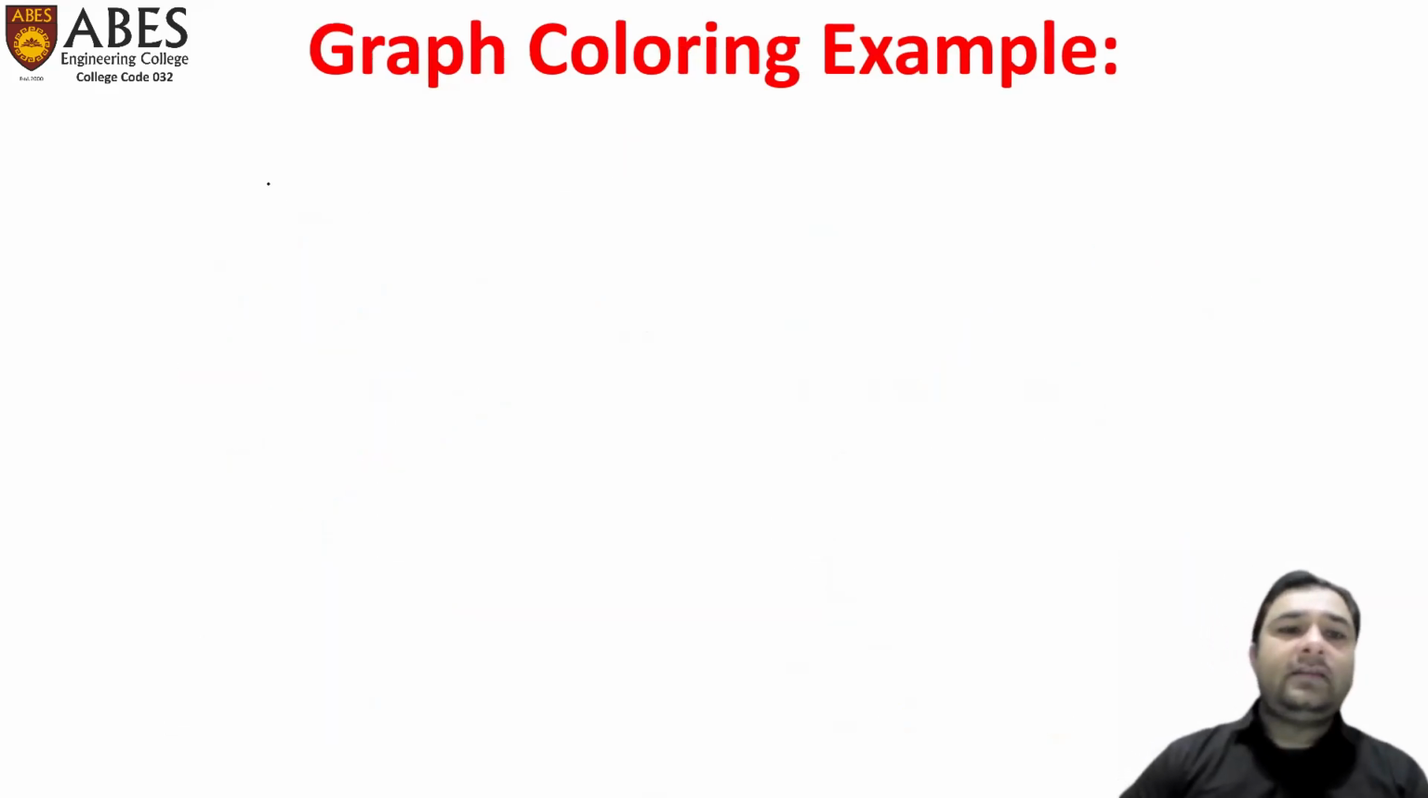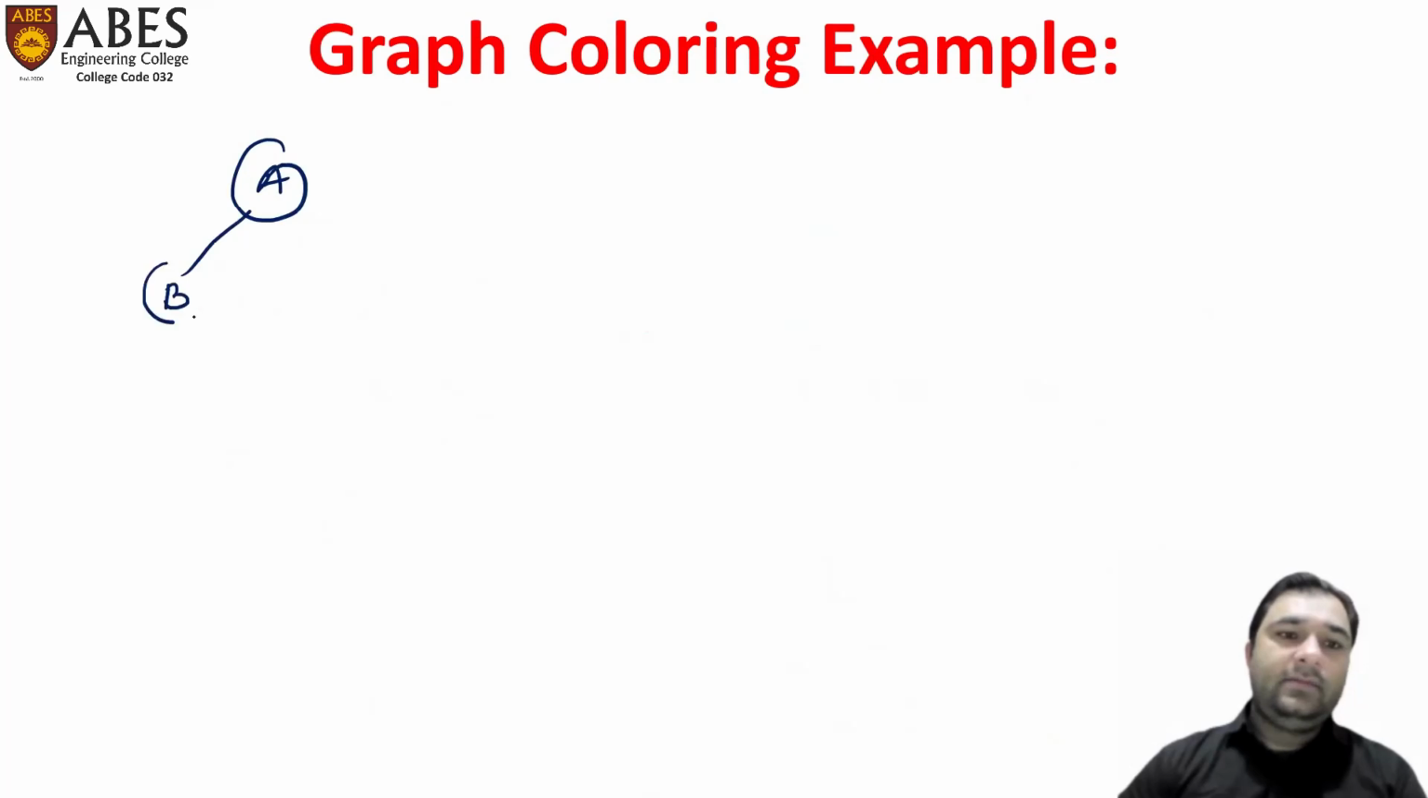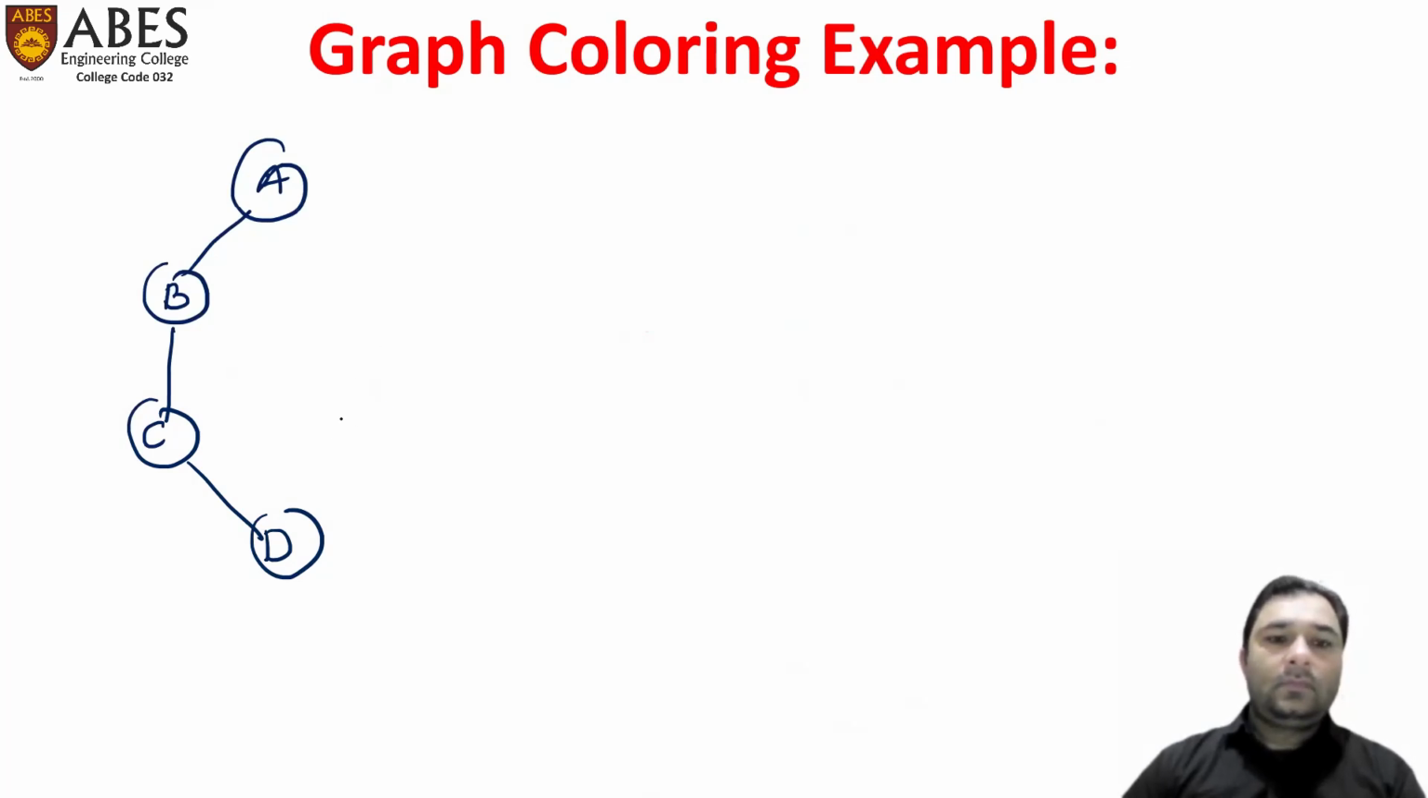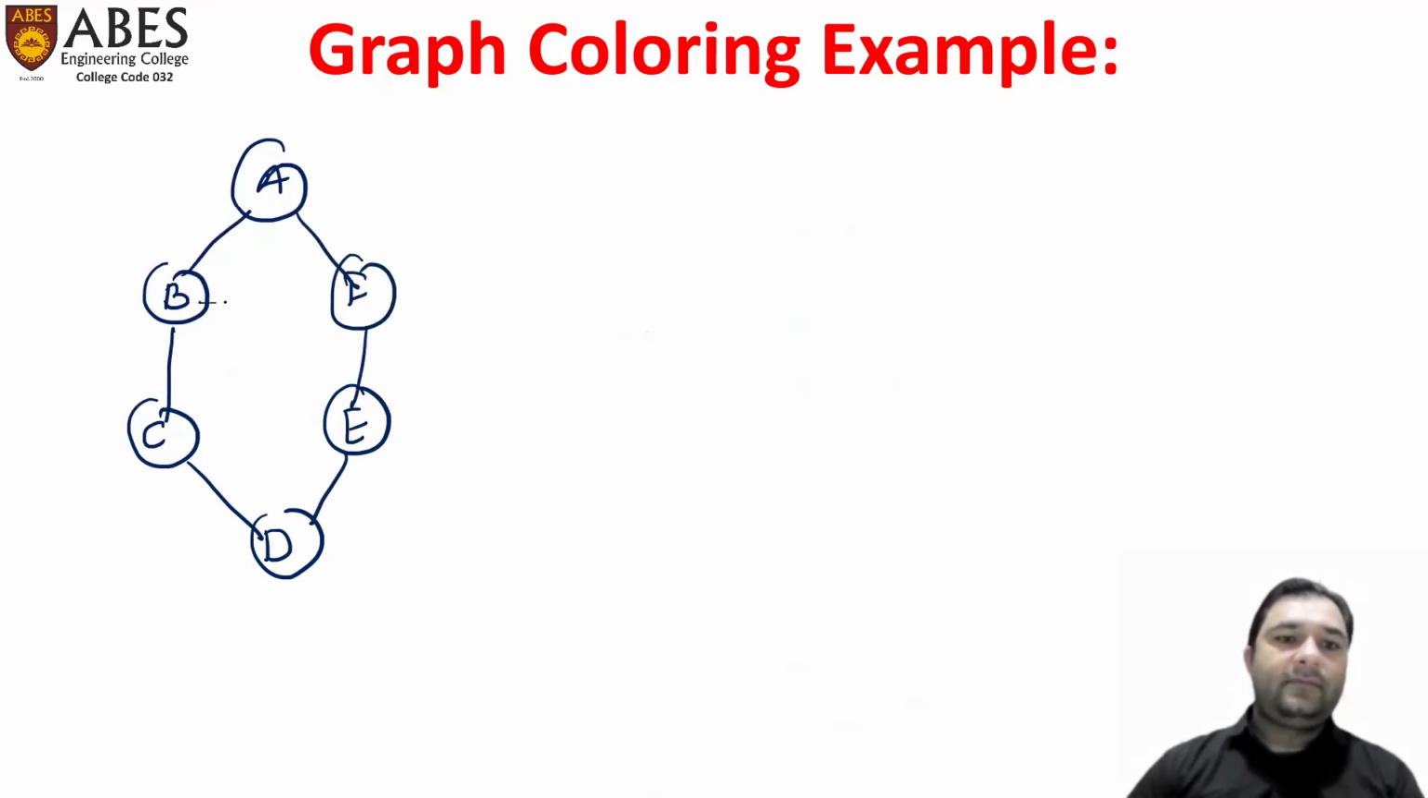We can think of another graph here. Let's take an example: A. We are given a vertex B, then a vertex C, then a vertex D here. Then we are given a vertex E, then F. Let's take this as an example graph.